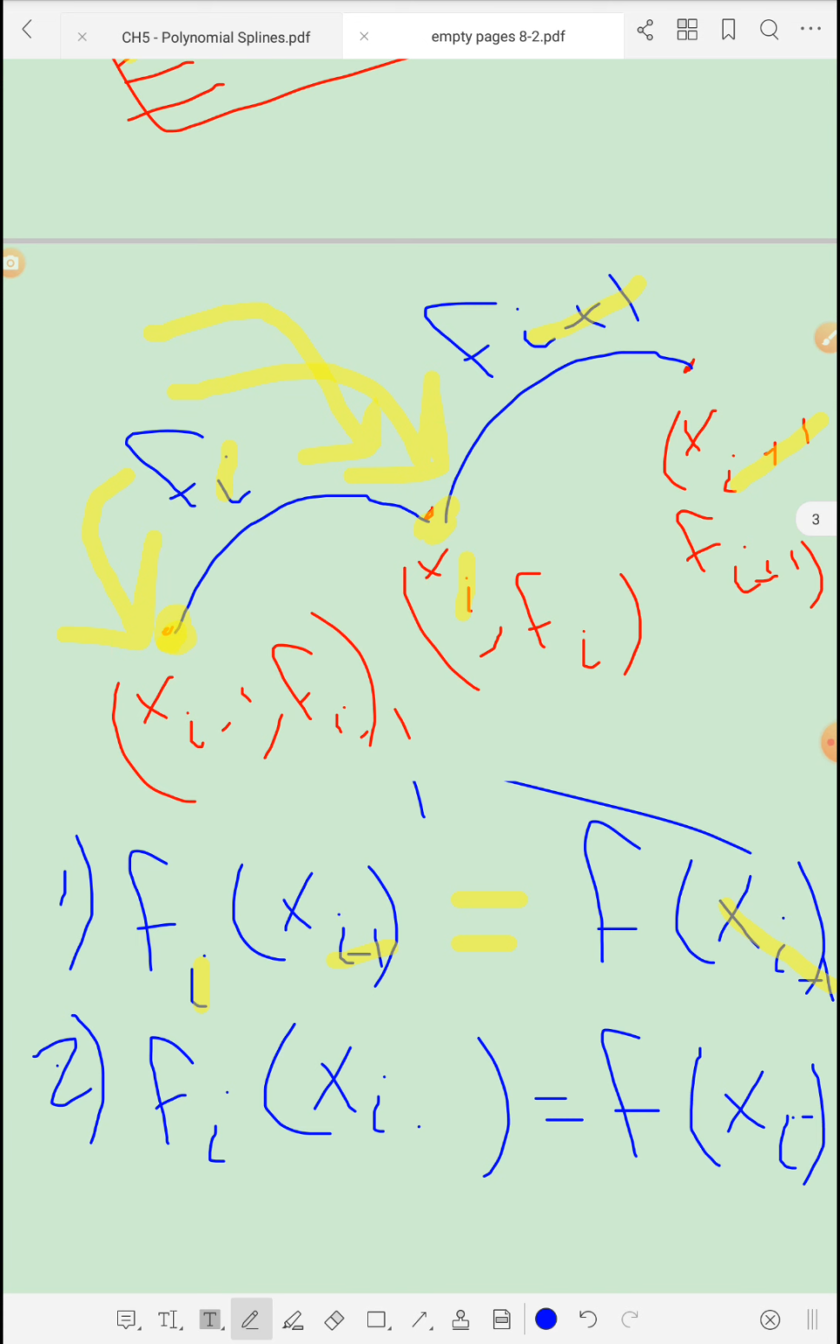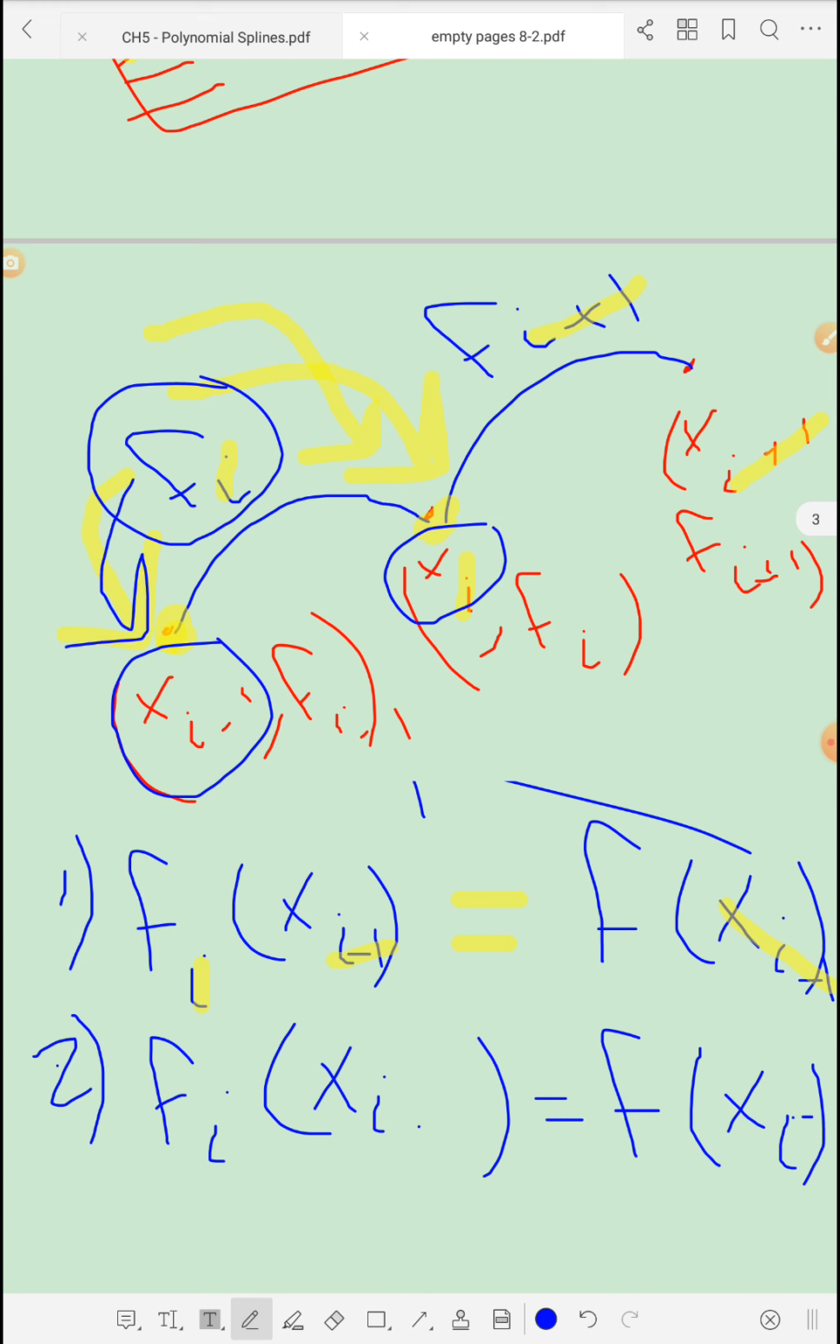So we have this polynomial passing through xi minus 1 and xi. So its value at this node is f of xi minus 1, and its value at this node is f of xi, or fi. So from this, what's the index of the i? It will be from the first polynomial till the nth polynomial.